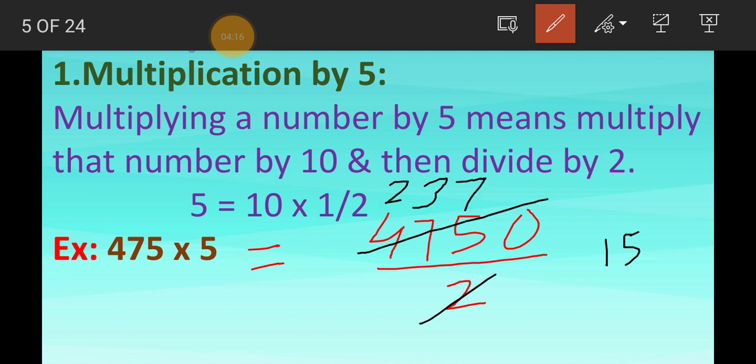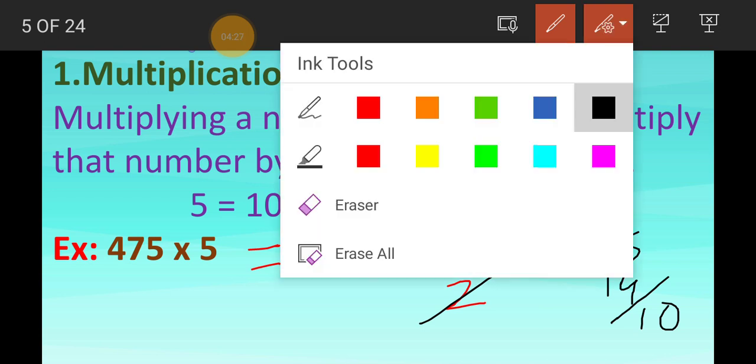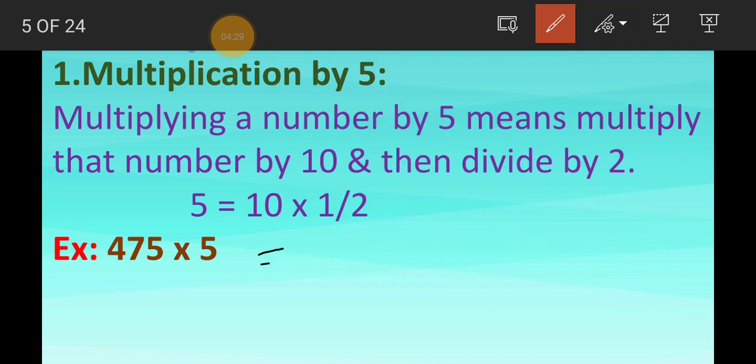Now 2 sevens are 14. So 15 minus 14 I am going to get 1 remainder, and 1 zero is there, so I'll copy this. 2 fives are 10. So what is my answer, students? My answer is 2375. Okay, so it is quite easy to do, right?